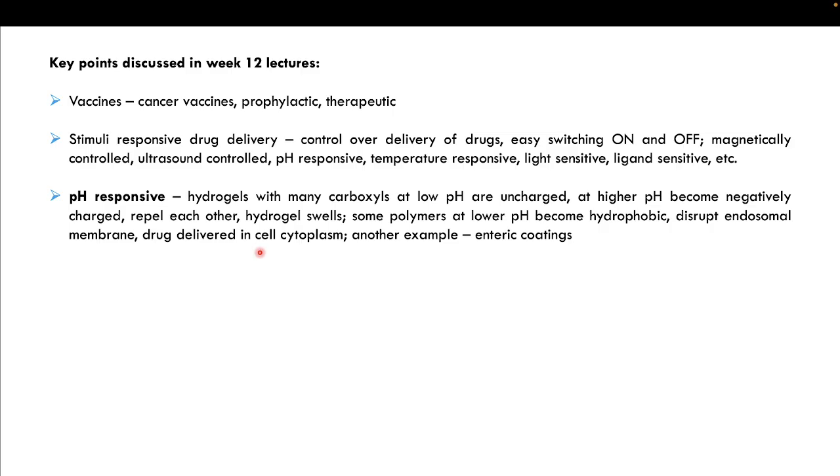That polymer now has a lot of carboxyl groups. Whenever you deliver these systems through the oral route, they are definitely going to land up in the stomach, where the pH is very low. At lower pH, what happens? These carboxylic groups, which are your COOH groups, will be protonated. They will be in COOH form.